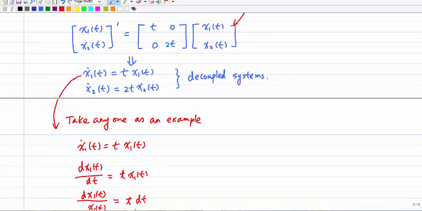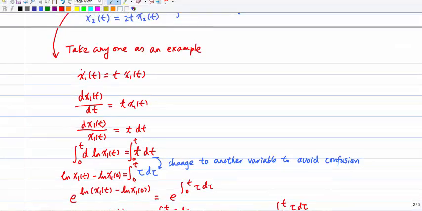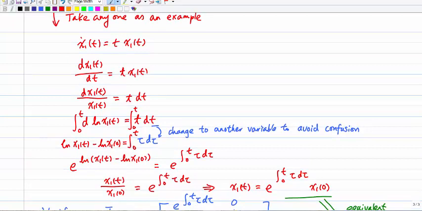I just write x1 dot t as dx1(t)/dt equals t x1(t). Now I'm going to move x1(t) to the left, and move dt to the right. So dx1(t) over x1(t) equals t dt. Now let's integrate both sides. The left side is the integral of d of the natural log of x1(t). The right hand side is t dt. I do the integration of both sides, and here I do a little change of variable because t is a little bit confusing. This is the same as the integral from 0 to t of tau d tau, so I can change it to tau d tau.